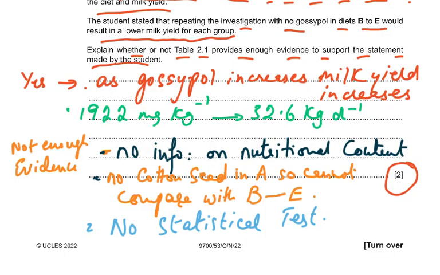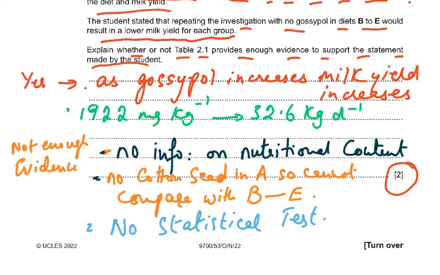If you just write, explain whether or not it provides enough evidence to support, you always have to give something in support and something not in support. So always remember that when you're answering this question, give some information about how it is supporting and how it is not supporting. So as Gossypol increases, milk yield increases: yes, 1922, so 32.6 kilos. Not enough evidence: no information on the nutritional content. There's no cottonseed in A, so you cannot compare it with B to E. And of course, we did not do any statistical test.